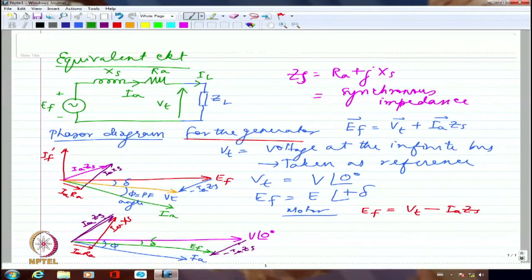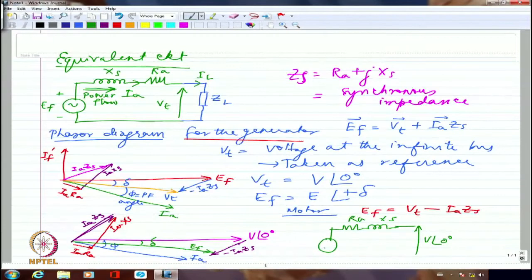So generator and motor have this distinctive feature. This will distinguish whether it is functioning as a motor or as a generator. If I have EF leading, I can say the power is flowing from EF towards this side. This is the direction of power flow. Whereas if it is the motor, here is where my V angle 0 is, and I am going to have RA and XS here. So this is RA, this is XS, and here is my back EMF, which is EF. So the power is flowing in this direction.